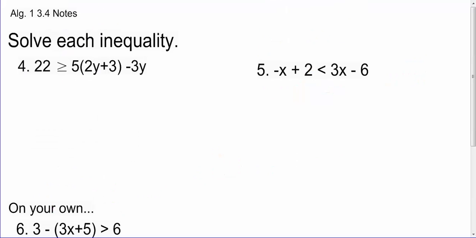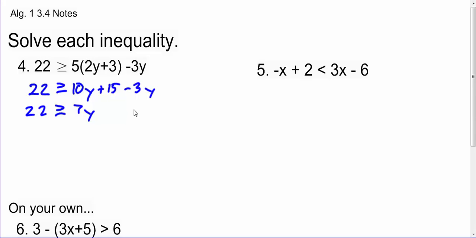Alright, let's crank up the difficulty just a notch. A little more work to do on this one. So we'll say 22 is greater than or equal to, I need to distribute the 5, so we'll have a 10y plus 15. That minus 3y still hanging out back there. You might be able to do this in fewer steps than I'm doing, but I think it's safest if we go ahead and do this in as many steps as we need to. So 10y minus 3y would give me a 7y plus 15. Now I can subtract that 15 safely.